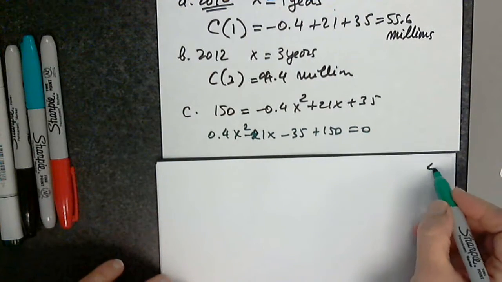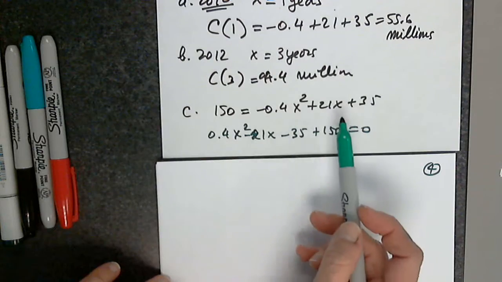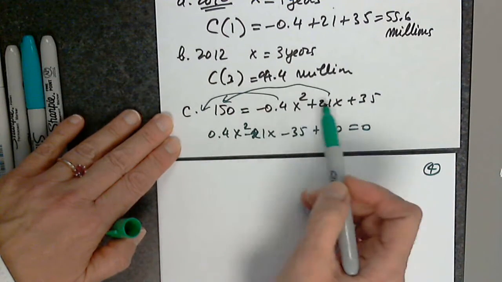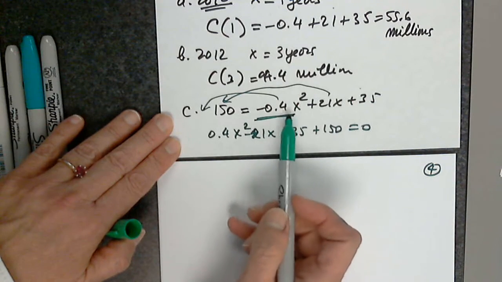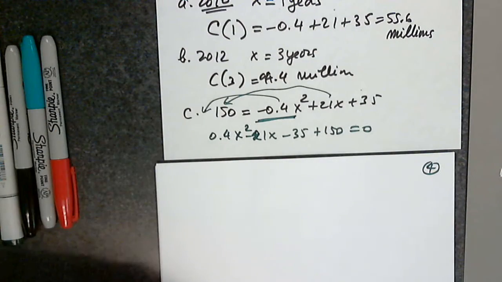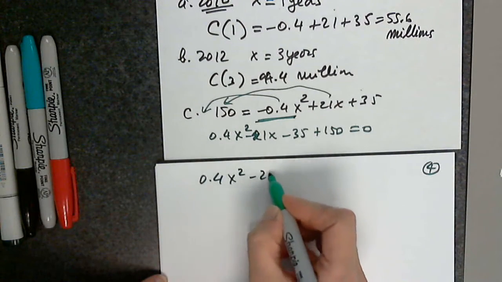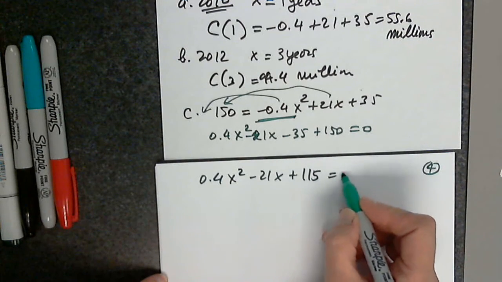So, say it again. When I move this to this side, it becomes positive. When I move this to this side, it becomes negative. That's okay. I did that because I want always a positive. Yes. But it's okay if you do it the other way, but then you will have to multiply both sides by -1, which is the same thing. It will give you the same answer. So 0.4x squared minus 21x, and then plus 115, equals 0.